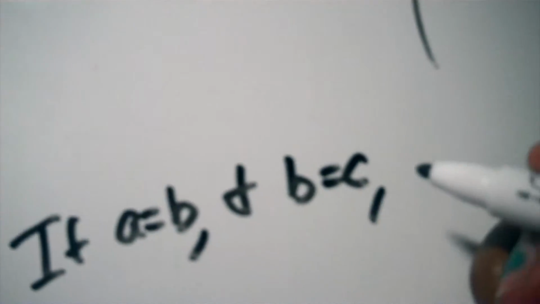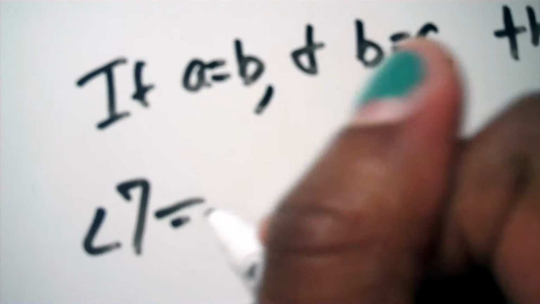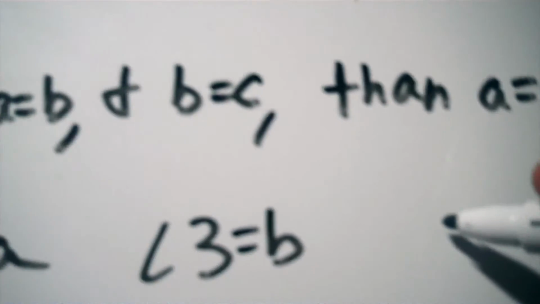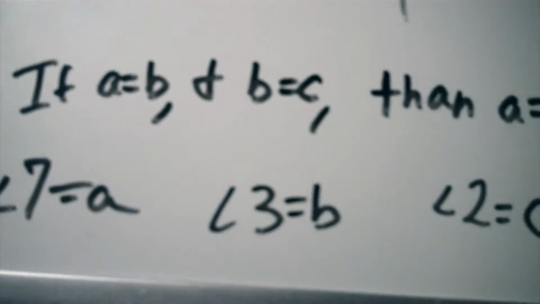The transitive property I learned is that if A equals B and B equals C, then A equals C. So what we can see from that is that, for instance, say that angle 3 is the common thread, which is B. And let's say 7 is A, and that 2 is C. So let's plug this in.